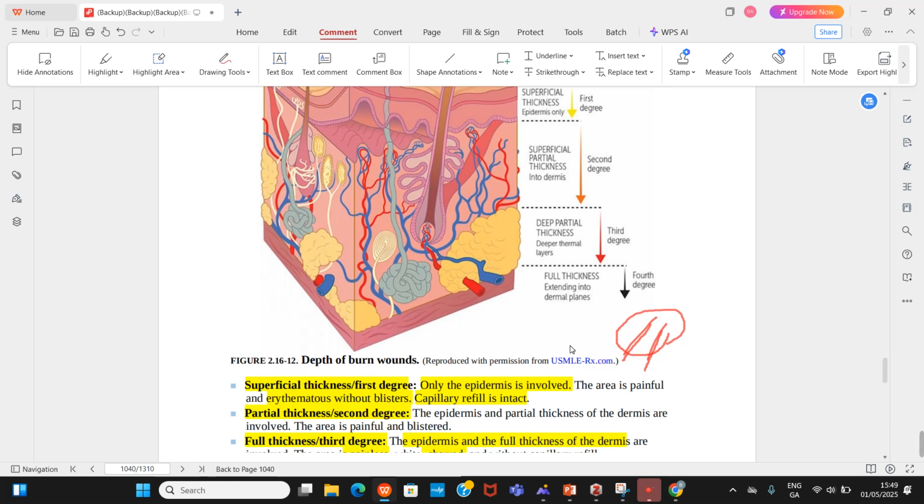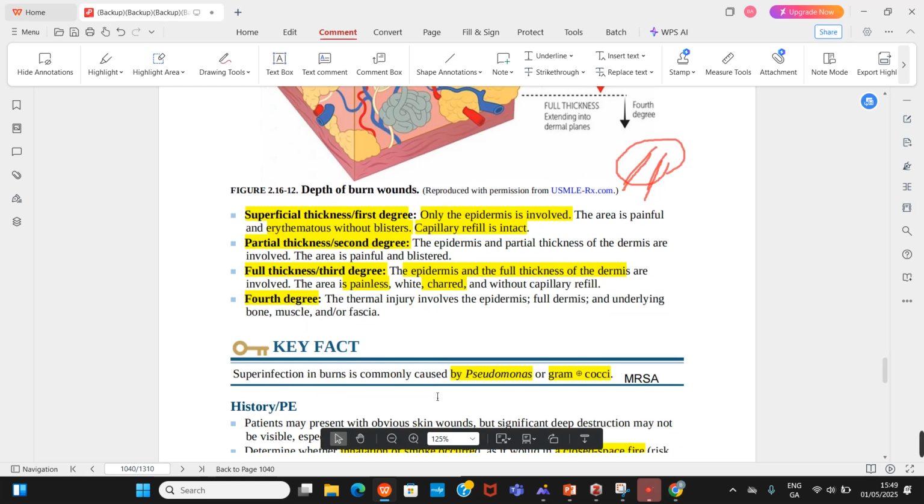So that's the classification. Do we understand the classification, or you want me to go over? Anybody? Do we get it? Please go over it one more time, please.